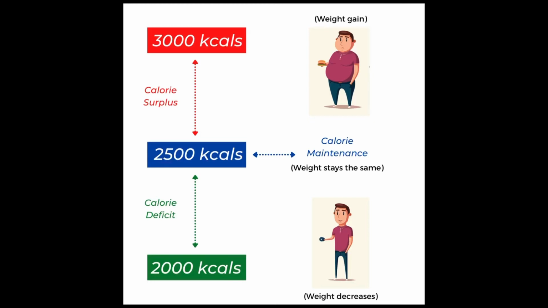And then beneath that, we have the calorie deficit. So we're going to put you in a 500 calorie deficit, so you'd be down at 2,000 calories. We're going to eat beneath what we burn, so we're going to be burning off the excess fat on our bodies. It's that simple, guys. Once we've worked out what our body requires, we then eat towards our goal, whether that be calorie surplus or calorie deficit.